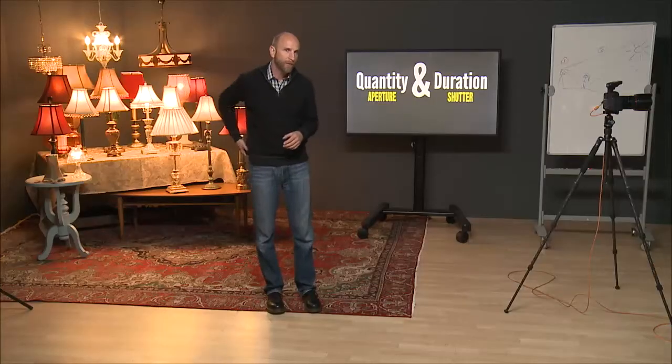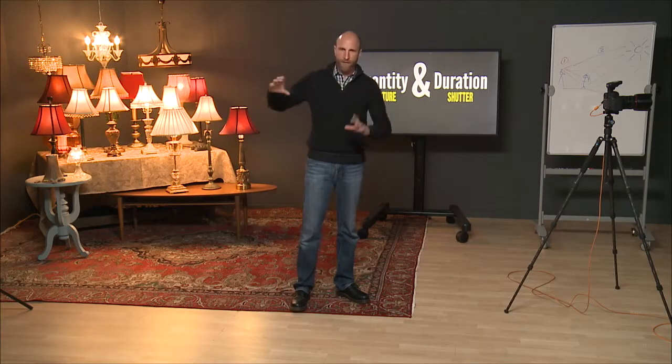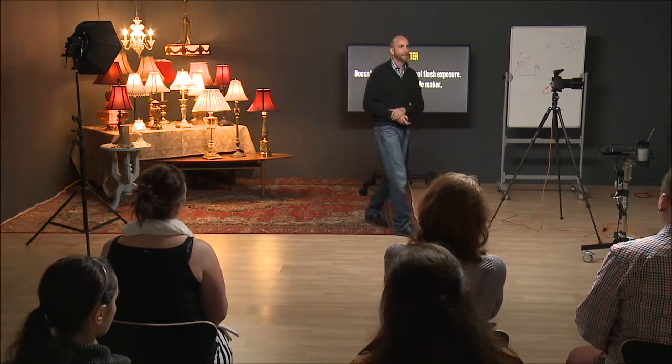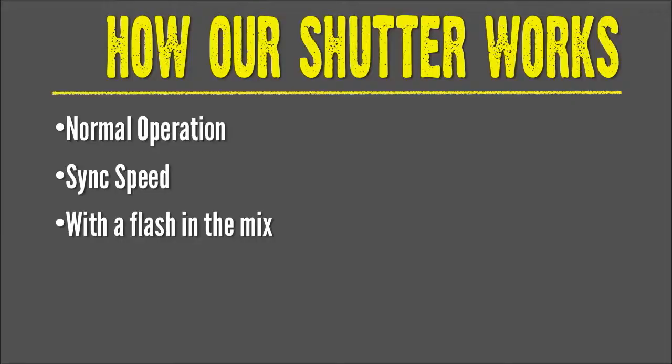What is it doing? Because quantity, when our flash fires, it's always going to go through the aperture in our lens, right? That light's always going to go through the aperture in our lens. But with the flash, something else is happening here. With our shutter, it actually doesn't do anything for flash exposure. The shutter doesn't impact the flash at all. And this is something that you have to get your mind around. It's like the shutter doesn't even exist. It's not there. It's a troublemaker. So why is that the case? Here's how our shutter works. We're going to show you how it works normally and what sync speed is and what happens when we throw a flash in the mix.